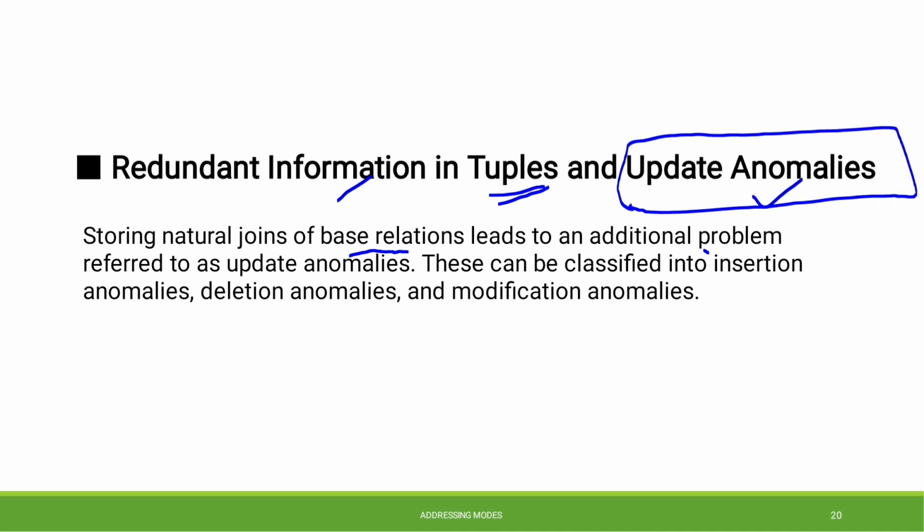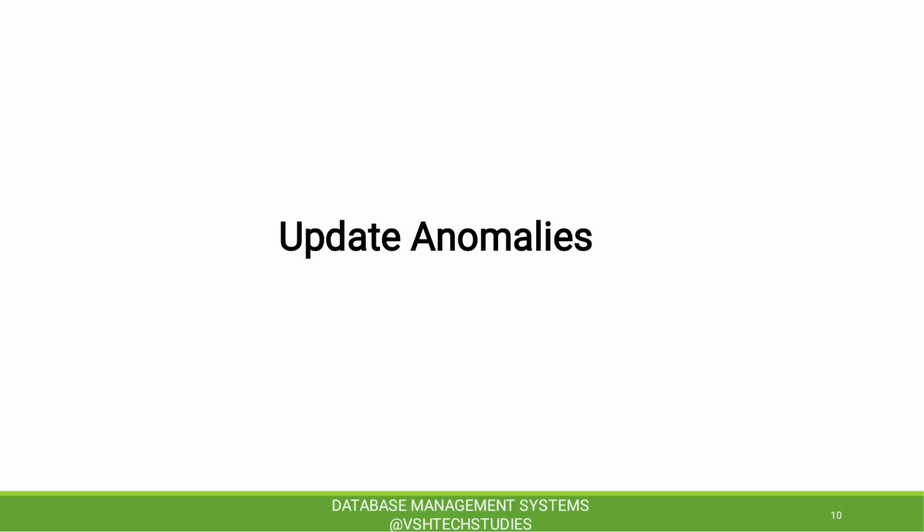Anomalies means hidden problems. So update anomalies means problems that we come across while doing operations like insert, delete, and modify operations. So the next topic is update anomalies. Anomalies are the hidden problems. Update operations means insert, delete, and modify operations. The problems which we come across while doing these operations are called update anomalies. Next we shall see insert, delete, and modify anomalies one by one.